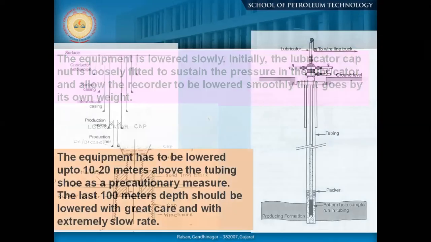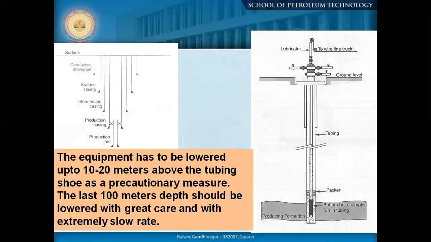Now we will go to lowering down our instrument. In this way we are lowering down our equipment. The equipment has to be lowered up to 10 to 20 meters above the tubing shoe. So initially we go for a dummy operation. You agree? We don't lower the electronic memory gauge first, because we don't know how far down it is clear. That's why a dummy operation is a must.